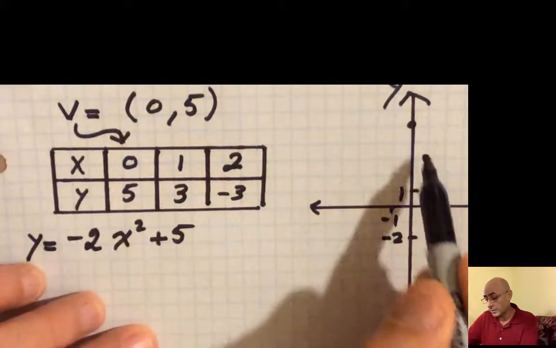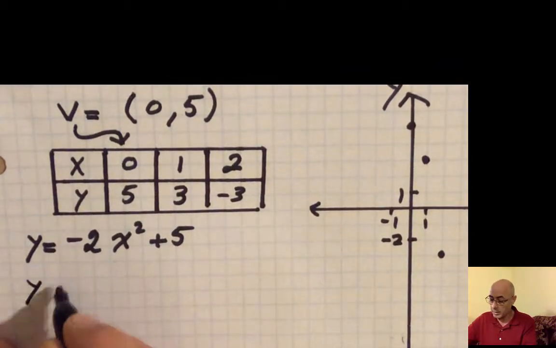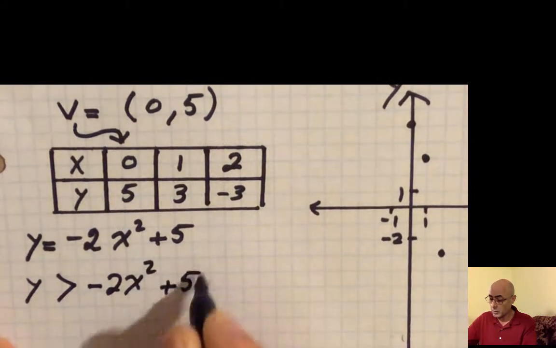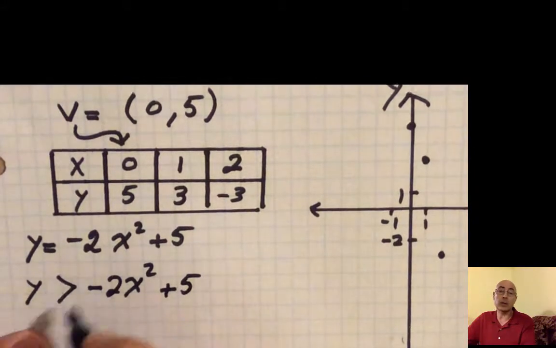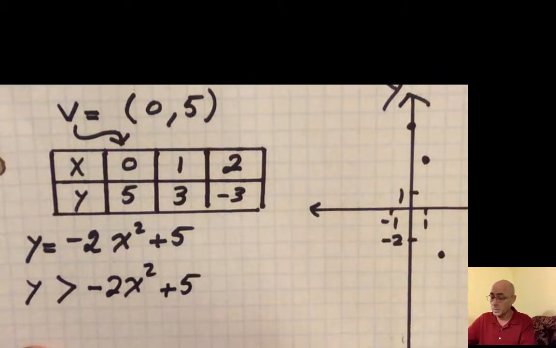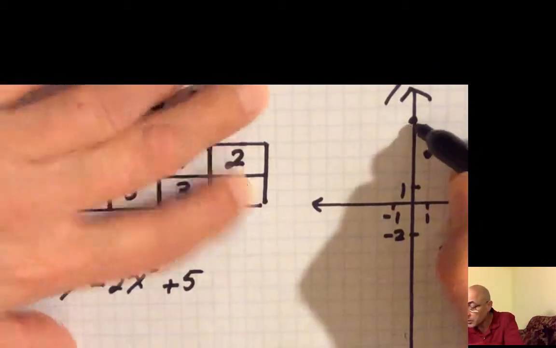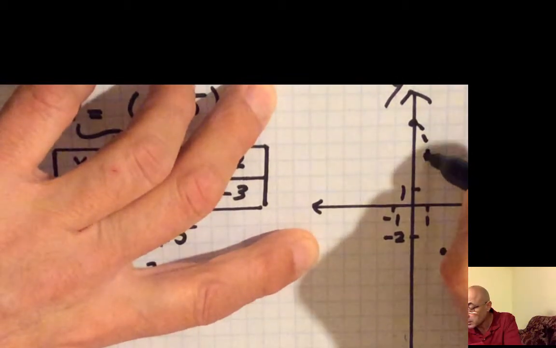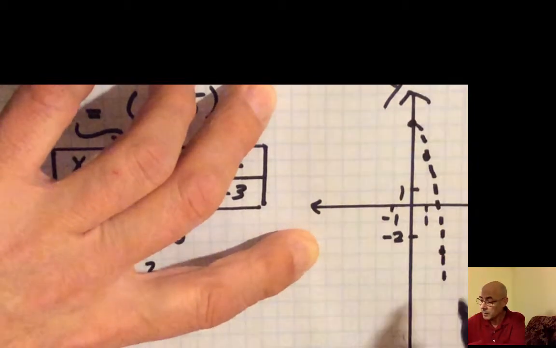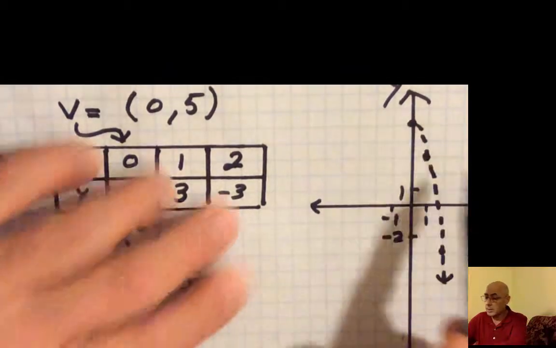But before I graph it, I need to go back to the original problem. The original problem was y greater than negative 2x squared plus 5. There was no equal in here. And when there is no equal, that's going to be dashed. Make sure about that. If you do it solid, you're going to lose points. So now I need to graph this half of the parabola using dashed or dotted. Then arrow.